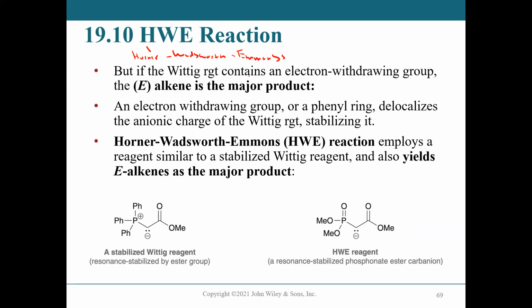But if the Wittig reagent contains an electron withdrawing group, the E alkene is the major product. An electron withdrawing group or phenyl group delocalizes the anionic charge of the Wittig reagent, stabilizing it. We went over what the abbreviation was. The HWE reaction employs a reagent similar to a stabilized Wittig reagent and also yields E alkenes as a major product.